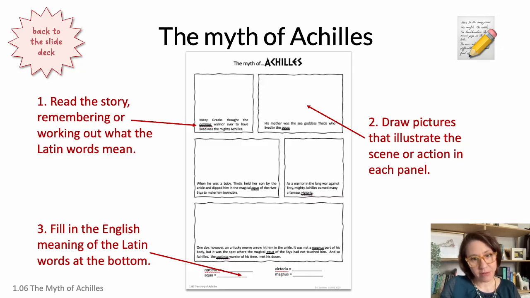This is Unit 1, so there are only a few Latin words in this story, but this will increase as students progress through the units, until by about Unit 11, they will get the whole story in Latin.